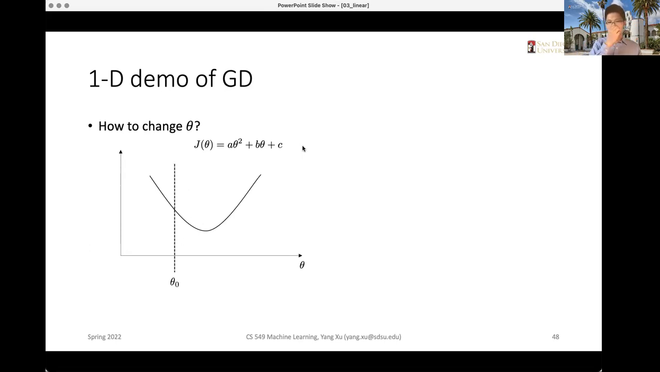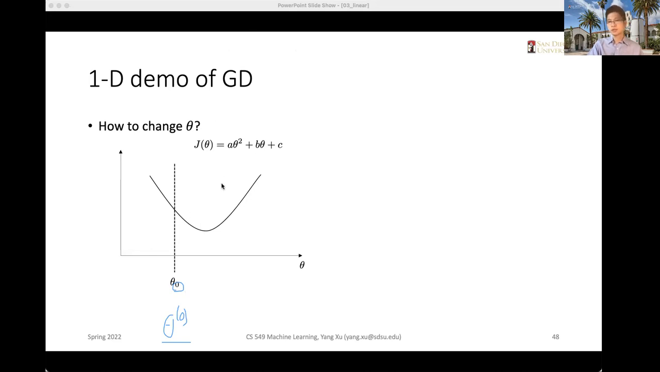And say maybe we start with a position at theta 0. Okay, so this place might be a little bit confusing, because the 0 here actually means that it should be the theta at the 0 iteration. Okay, all right, so that's our first theta.